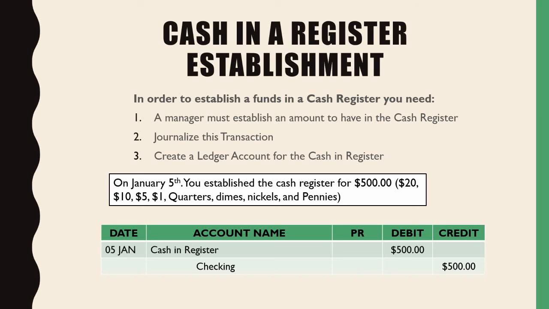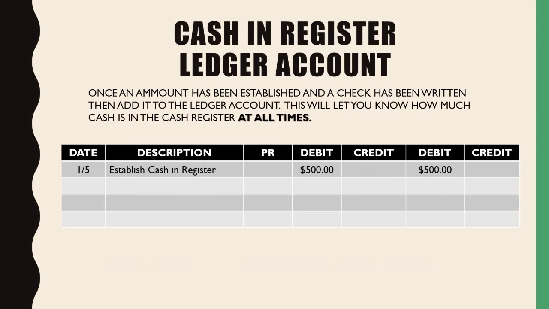Then we're going to call this cash in register. A lot of businesses use this as cash on hand. Same thing: cash on hand, cash in register, whatever you want to refer to it as. It could be just the cash account if you want. In this case, I'm being more specific, saying this is cash that I have in the register. So at all times, I must start with $500 in my cash register. This is going to be very important, especially when you're trying to keep track of your cash sales.